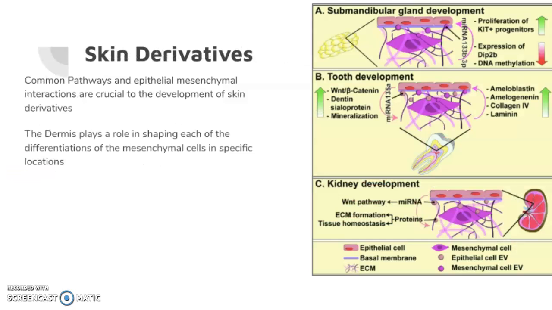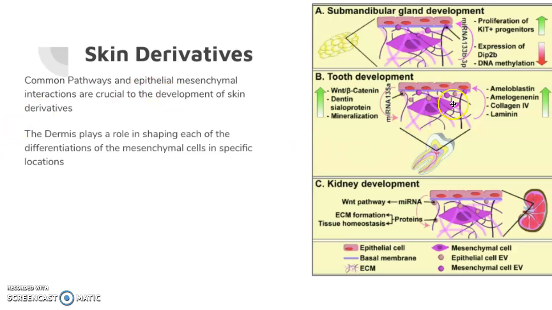Next, skin derivatives. Gary is going to take over a lot of the skin derivatives. I want to talk about where they come from. They come from common pathways and epithelial-mesenchymal interactions. The common pathways, almost every single one, are WNT, Sonic Hedgehog, and FGF. The other really important part is the mesenchymal cells. They develop from neural crest cells, and they move and sit underneath the epidermis.